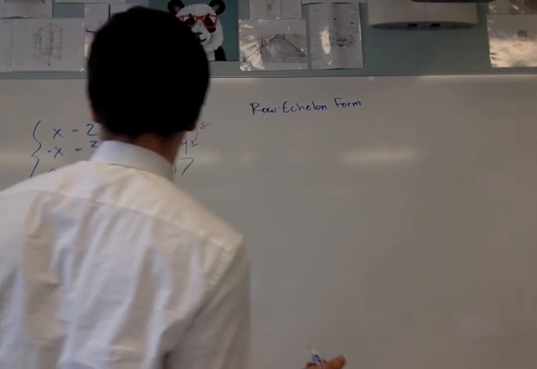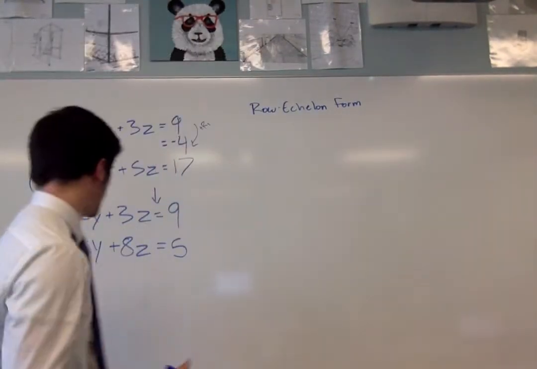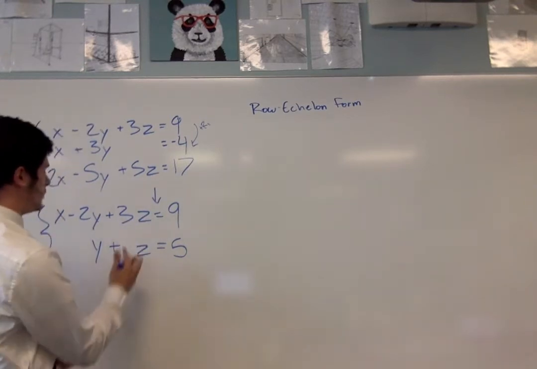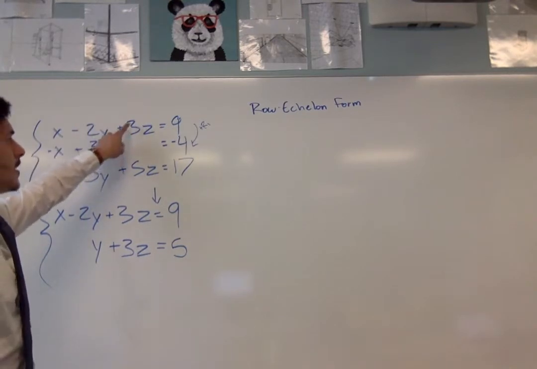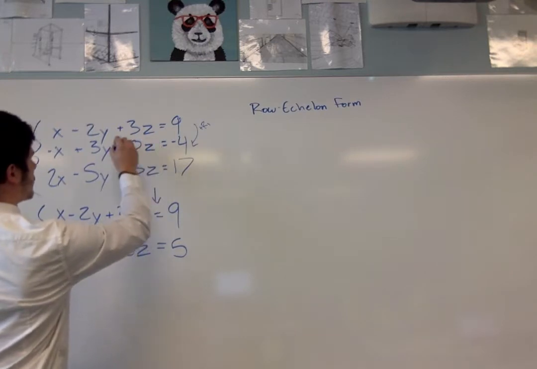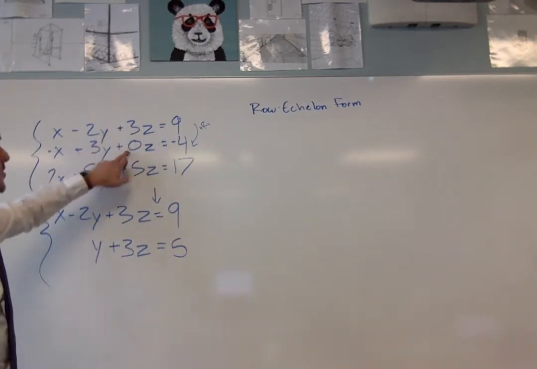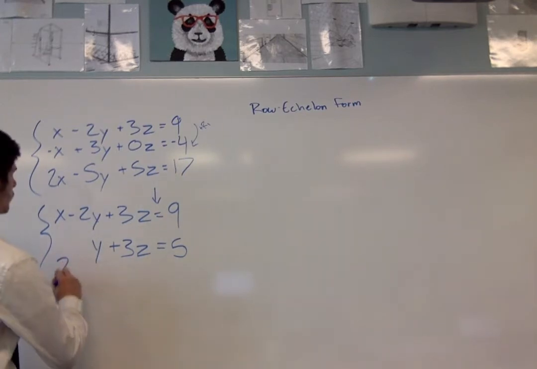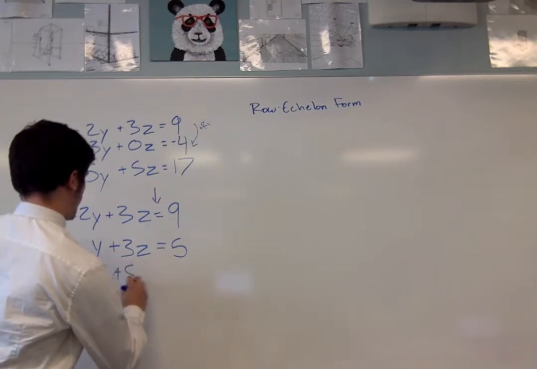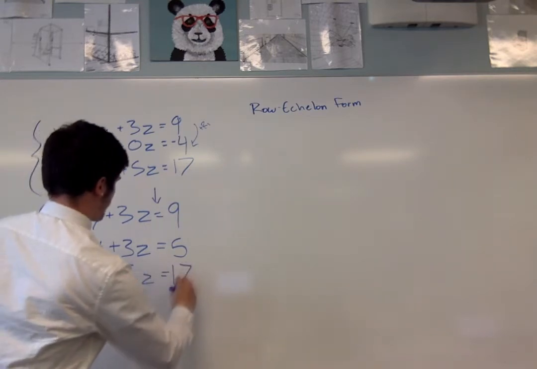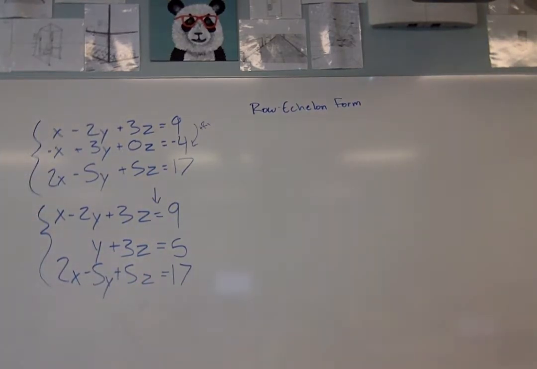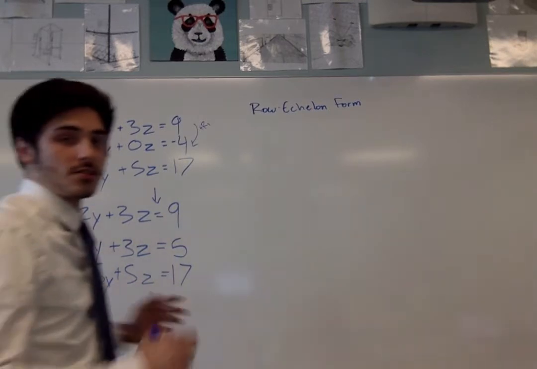Right? Oh wait, no. Not 8z. Just 3z. What I did there, I accidentally added that one to that one, but we are in this row and there's no z value there. So 3z plus 0z is 3z, and then the bottom one stays the same. Oops. That's pretty poor. All right. So this is our new system of equations, and we're just going to keep rolling.